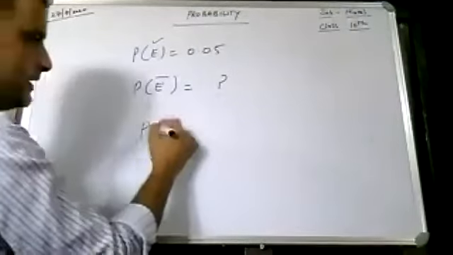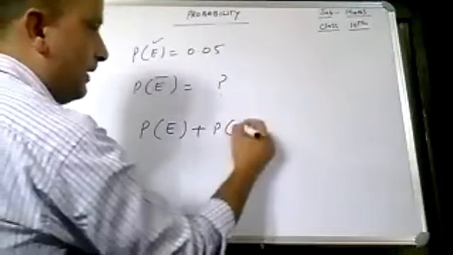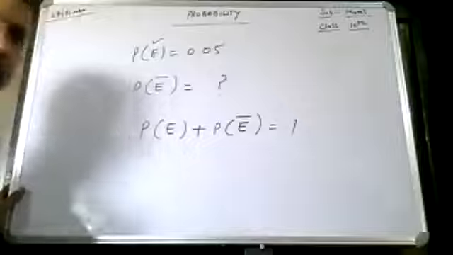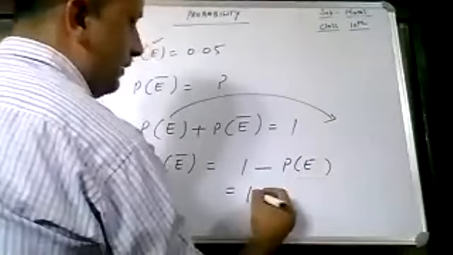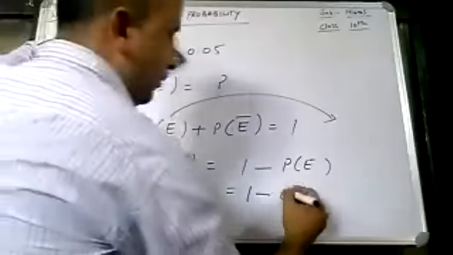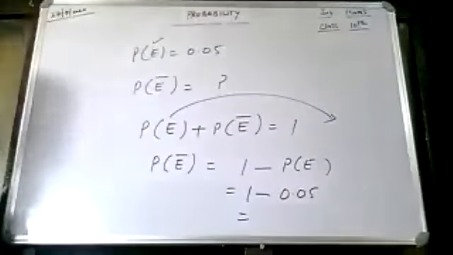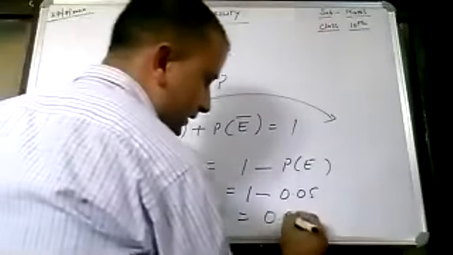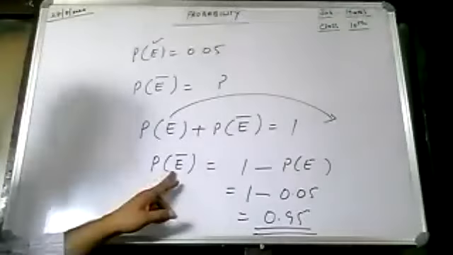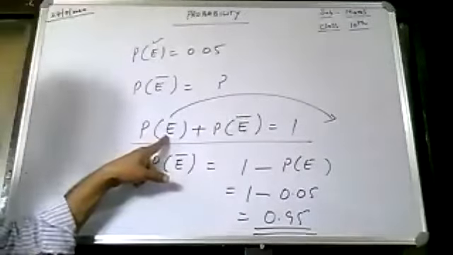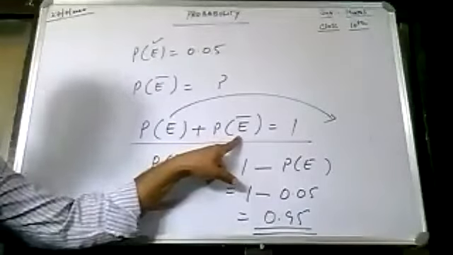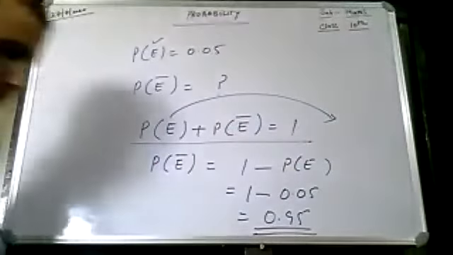So you are supposed to calculate the probability of not an event E. The formula used is: probability of E plus probability of not an event E is equal to 1. So probability of not an event E is equal to 1 minus probability of E. So this is 1 minus 0.05, do the subtraction and tell me the answer. 0.95 is the probability of not an event E. Clear? Did you understand? The main formula is this: probability of an event E plus probability of not an event E, the answer is 1. Clear? Next, read, children.